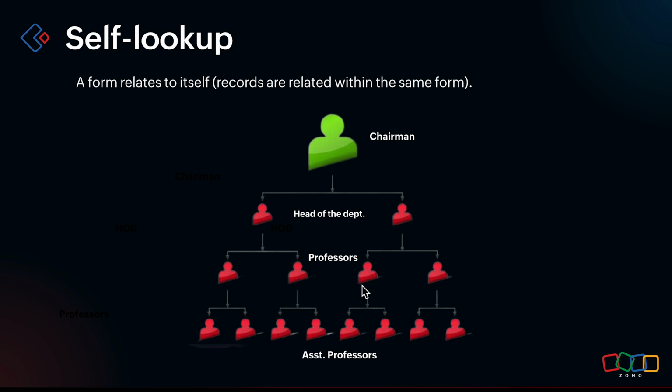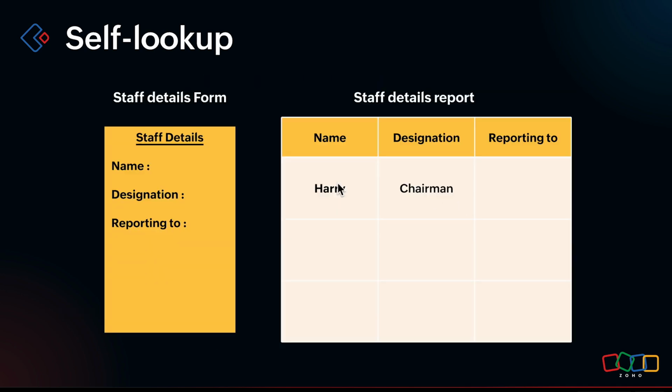So all these people, including the chairman, are employees working within my university, right? If I'm going to maintain the staff details as a report, I will have a form to enter the name of my staff, the designation they belong to, and who the staff is reporting to. So first I have entered the chairman details. Harry is a chairman who is not going to be reporting to anyone. The first record is created.